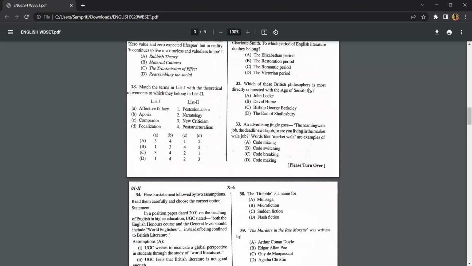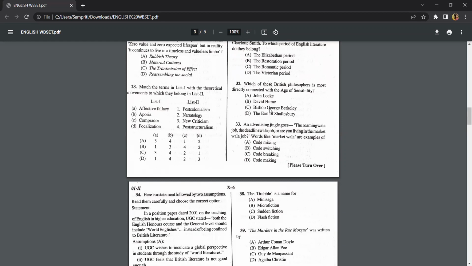32. Which of these British philosophers is most directly connected with the age of sensibility? What was the age of sensibility? It was the age in the history of English literature from 1740 to 1800, the second half of the Age of Reason, the 18th century. Literary figures were moving from a very straightforward perception of reason, rationality and empiricism towards a bending towards emotion and human feelings, slowly transitioning towards the era of romanticism.